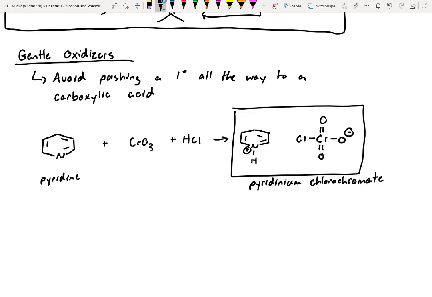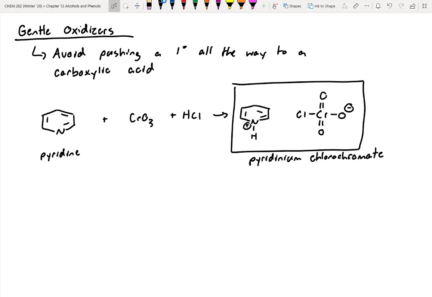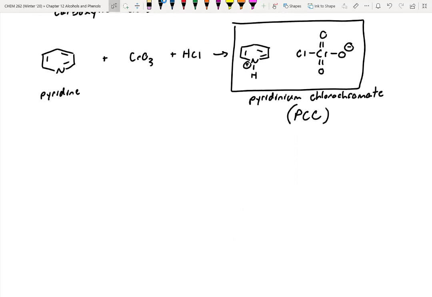However, pyridinium chlorochromate is kind of a mouthful to say, so everybody just refers to this as PCC. So if you ever see PCC, you should always think this is going to be a gentle oxidizer, not one of the really strong oxidizers that we saw before. So let's take a look at this in action.